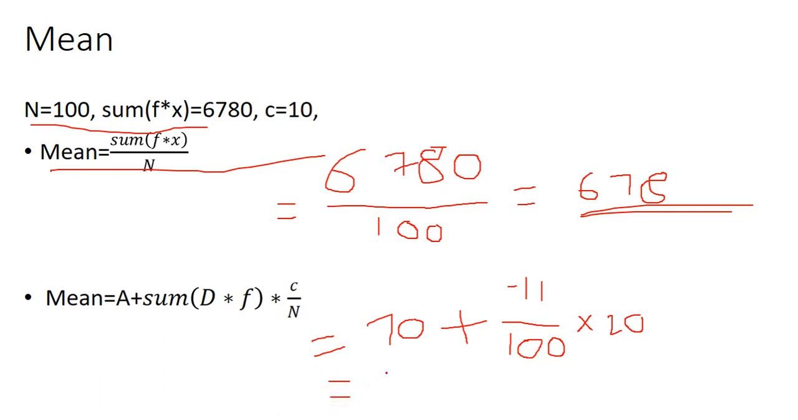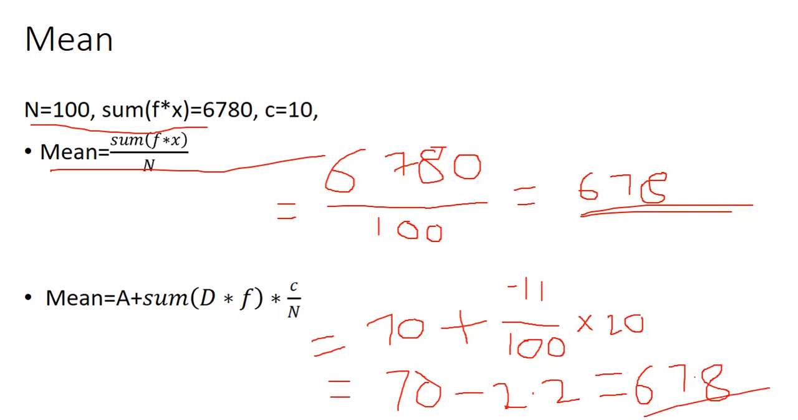Finally we got 70 minus 2.2. Here also we get the same value, 67.8.